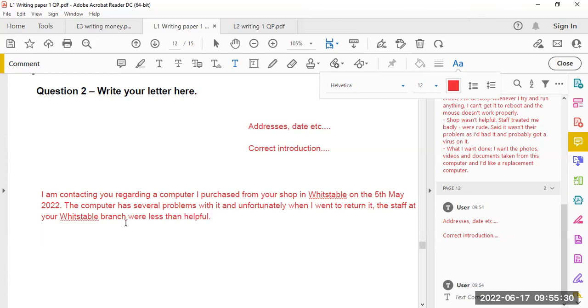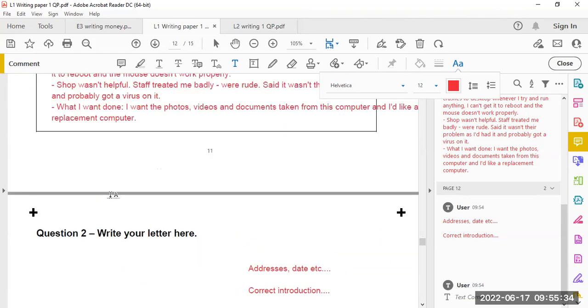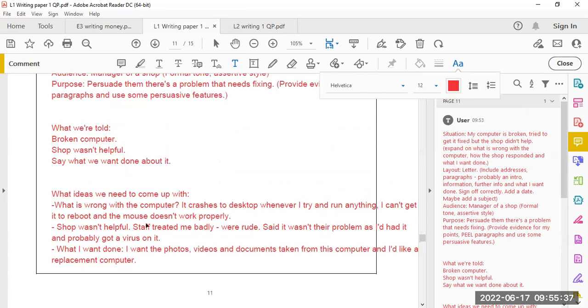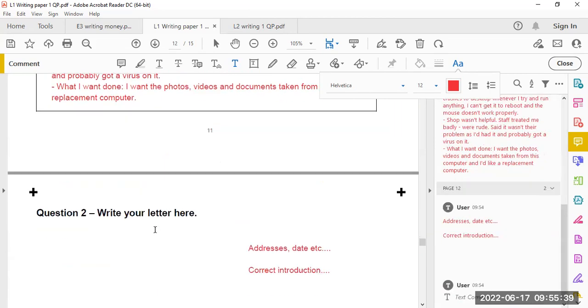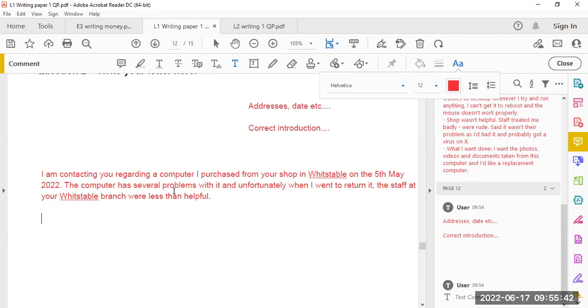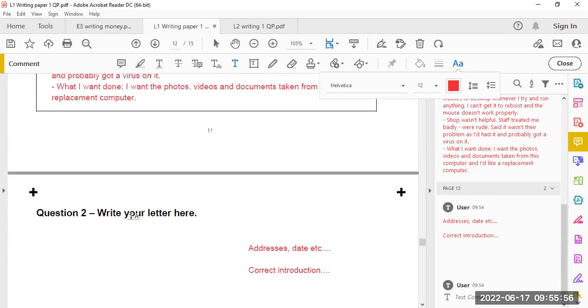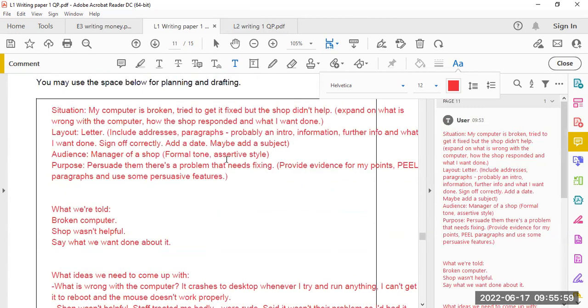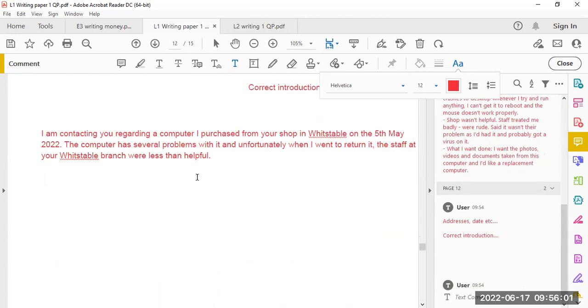Now, you may notice here that I'm very much paying attention to my plan. So I know I need to be formal, and that is formal. You know, there's no informal language there. You've got words like unfortunately instead of sadly, purchased instead of bought, contacting you, less than helpful instead of very rude. I'm being formal here, I'm being polite. And you also notice that I'm being assertive. I'm not saying I think the staff were less than helpful, I'm saying it as a fact, and that can be quite powerful.